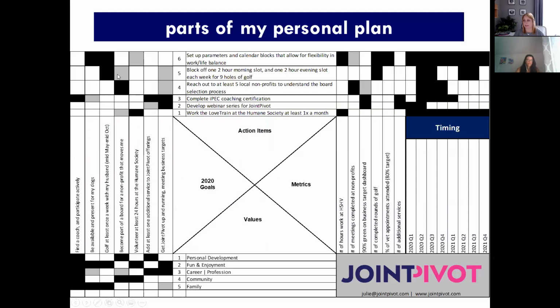So if I go back here, you can see then the action items that I need to get done. And this is just an abbreviated view, because if you know me, you know I have like 25 action items going at one time. So this is just a few of them. So you can see the relationship there: working the love train at the Humane Society at least once a month, doing the webinar series for Joint Pivot, completing my IPAC coaching certificate, reaching out to at least 5 local nonprofits, to block off one 2-hour morning slot and one 2-hour evening slot each week to golf 9 holes, and then to set up parameters and calendar blocks in my own calendar that allow for me to have some flexibility in my work-life balance.